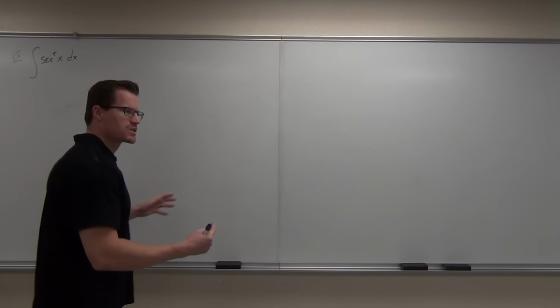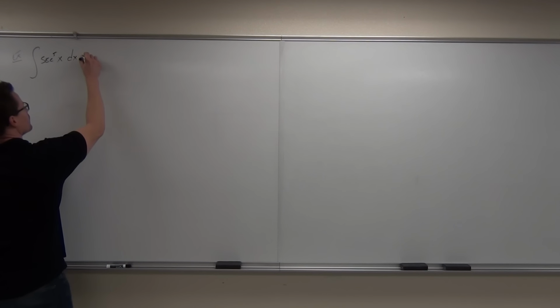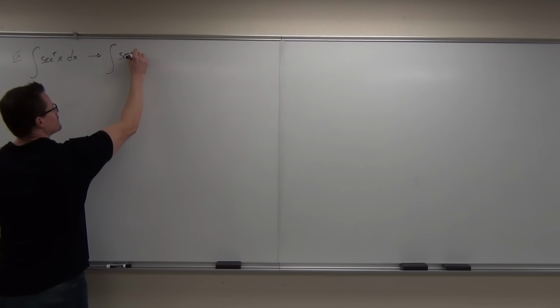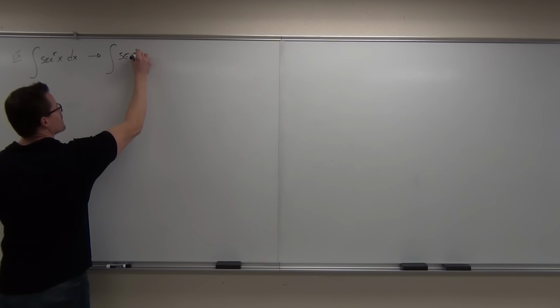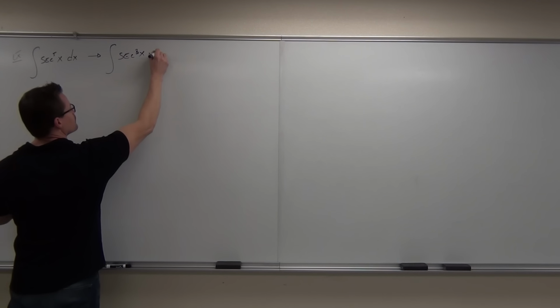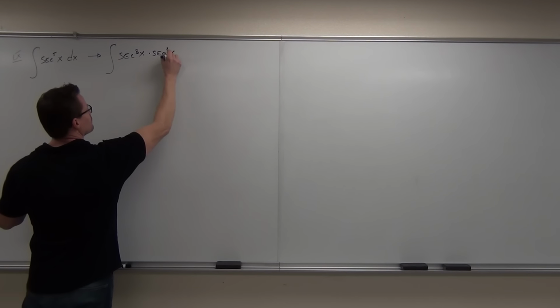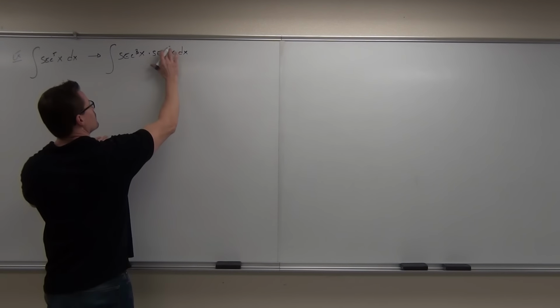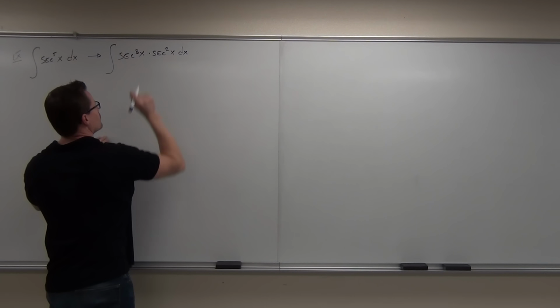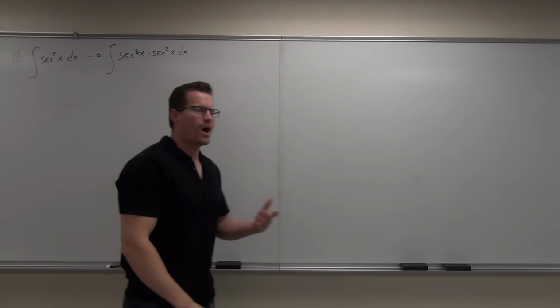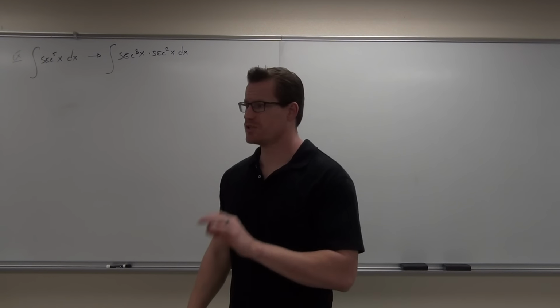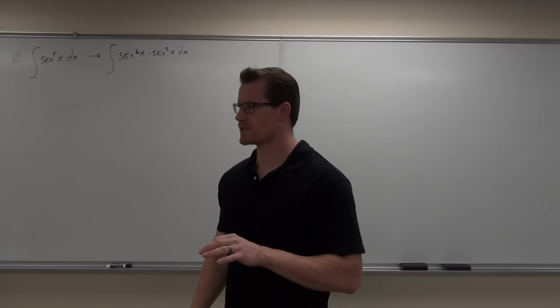Well, break it up somehow into a part where at least you know how to take the integral of some of it. Like that. Why I'm doing that is, well, I don't know how to take the integral of secant cubed, but I do know how to take the integral of secant squared. Does that make sense?